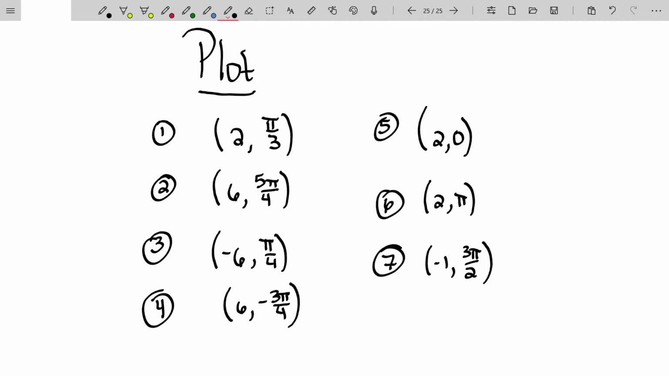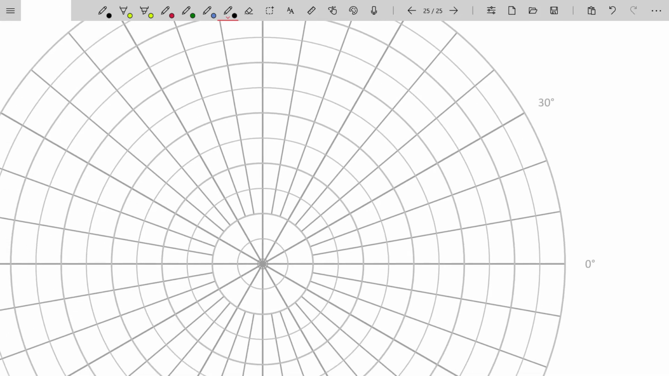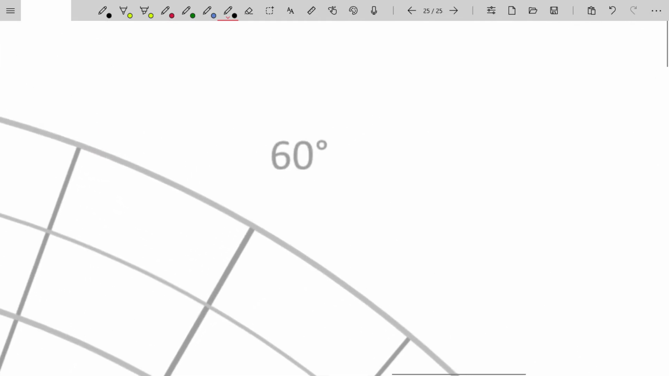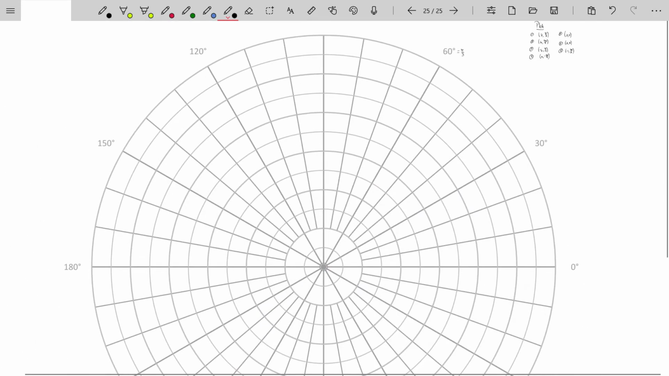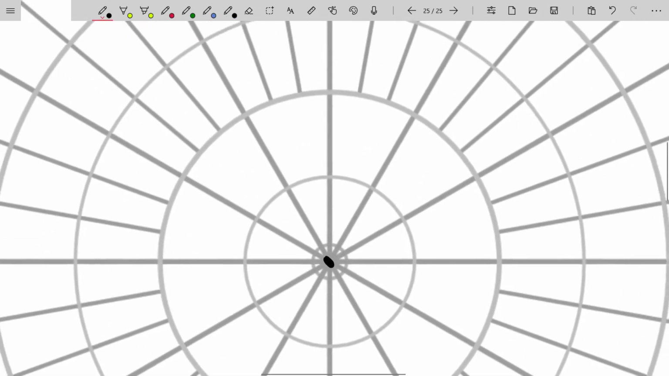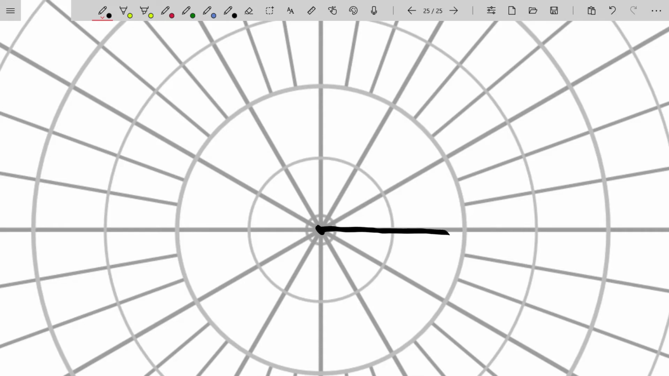So starting with (2, pi over 3), I'm going to zoom out here. Notice this specific piece of graph paper has everything listed in, unfortunately, degrees. So we know that 60 degrees is the same as pi over 3. To plot (2, pi over 3), we start at the pole here, and we'll rotate through an angle of pi over 3 first. That's how I usually do it. So I start at the pole and face the polar axis, and I rotate through an angle of pi over 3. That angle right there is pi over 3.